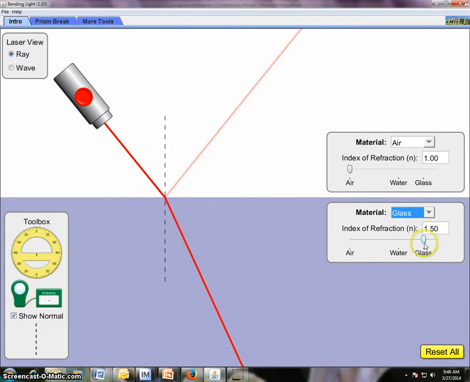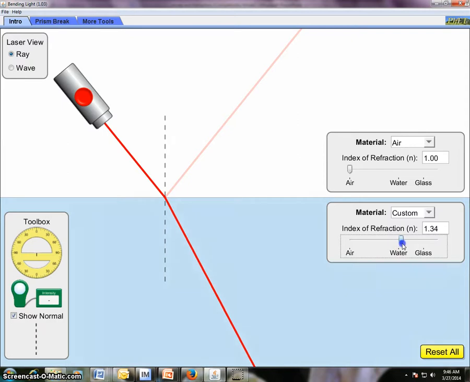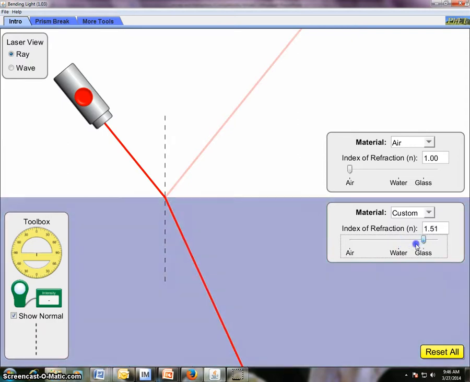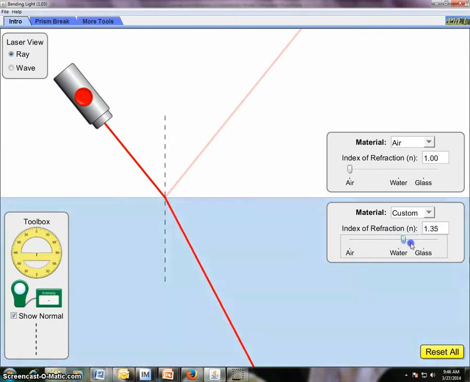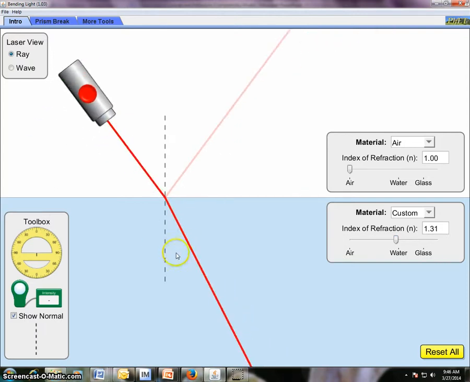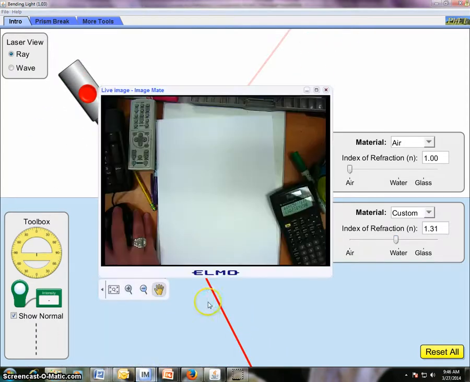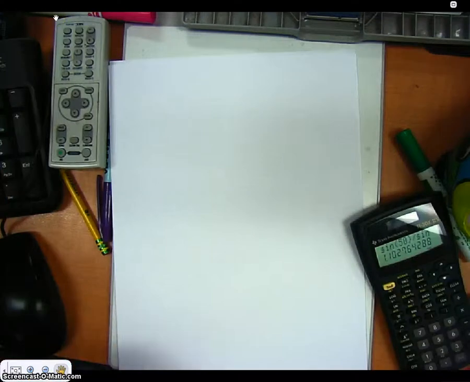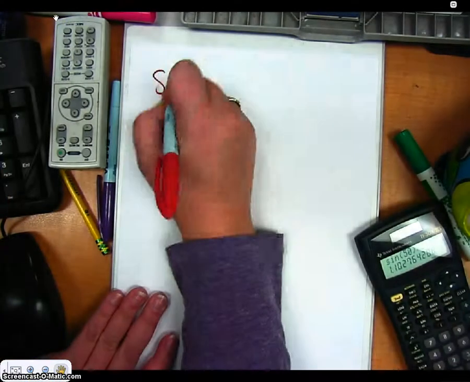Let me do that again and see if you can see what happens to the angles, right? As I increase the index of refraction, it is changing the angle. So somehow the index of refraction of the mediums relates to this angle, but we also know that as we change this angle, it changes as well. So this is called Snell's law.